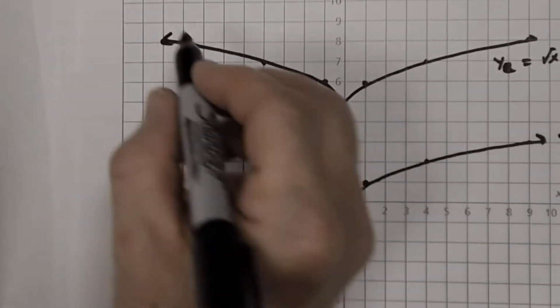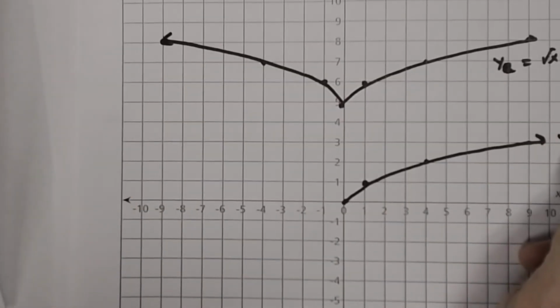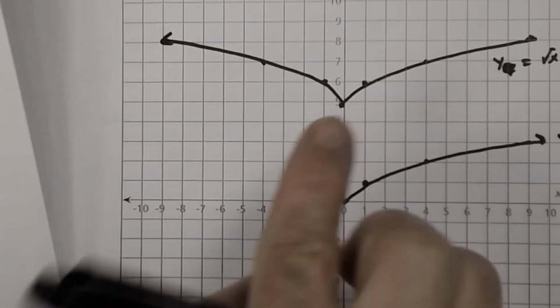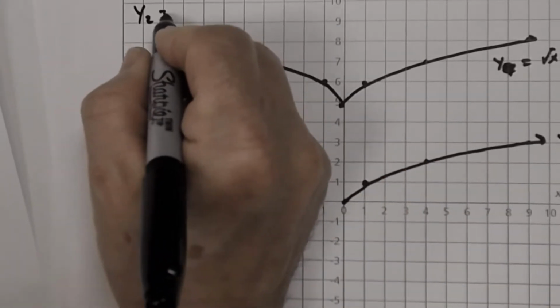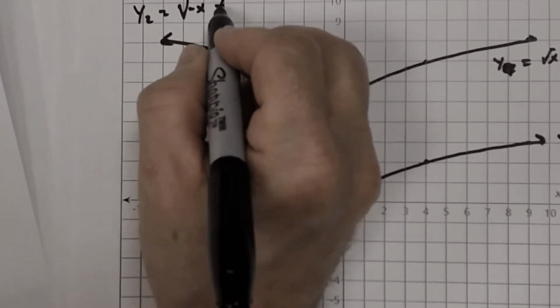So that's what this is. Okay, this is y1 because that's what we said. So y1 was this, and this is y2. So y2 is the square root of negative x plus 5.